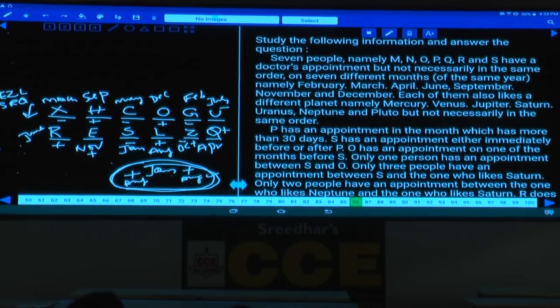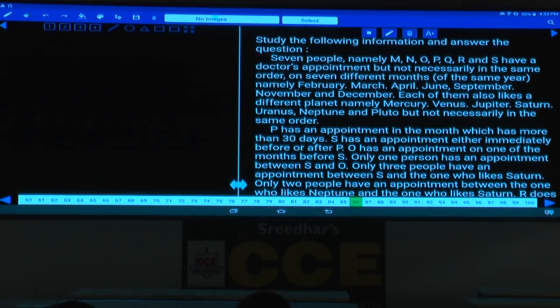M, N, O, P, Q, R and S have a doctor's appointment, but not necessarily in the same order, on 7 different months. What are the 7 different months here? Feb, March, April, June, September, November and December. Hence in total how many do we have?